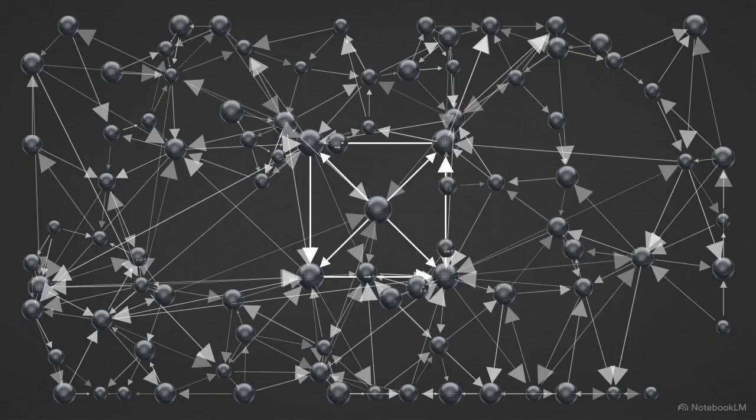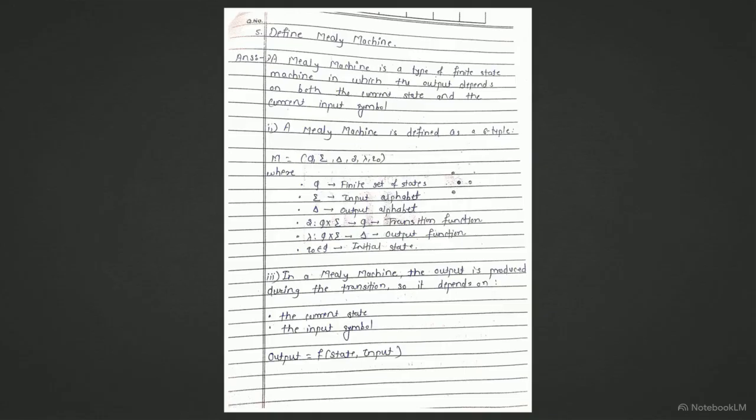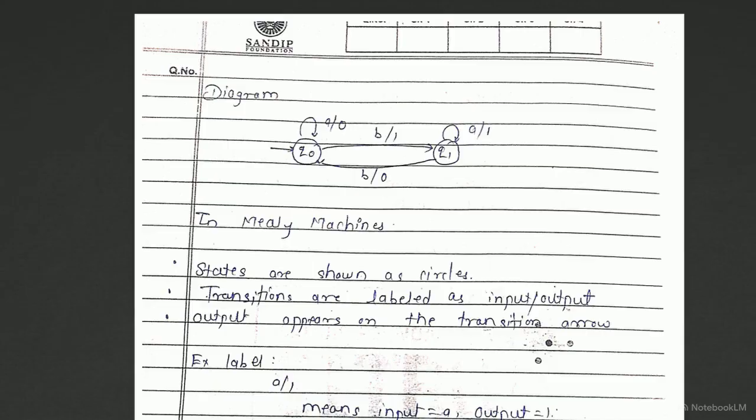To solve the bloat problem, engineers rely on an alternative output architecture, the Mealy machine. As detailed in this handwritten note, the core mechanical distinction of a Mealy machine is that the output function is no longer tied just to the state. It relies on the specific transition event, utilizing both the current state and the current input symbol. This completely changes the visual syntax of the diagram. The output values are stripped away from the nodes and attached directly to the directional transition arrows.